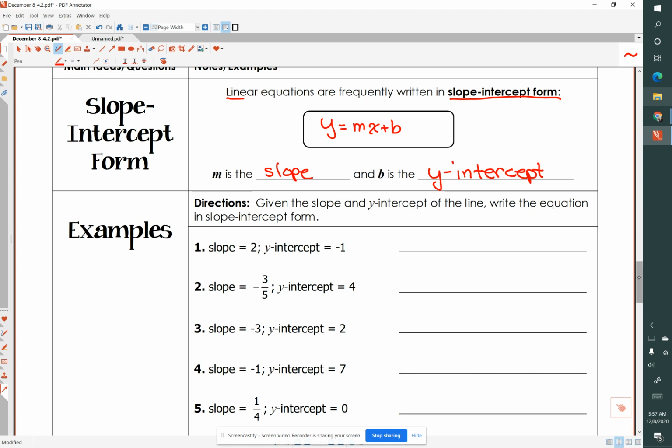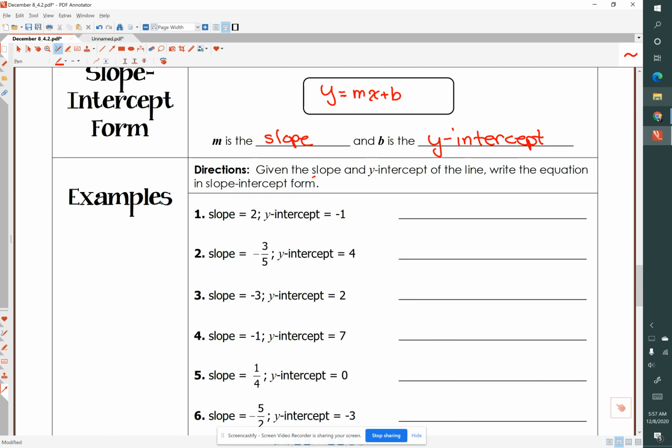So for the next few problems, our instructions are, given the slope, so we already know the angle of this line, and the y-intercept of the line, write an equation in slope-intercept form. So we're writing an equation, we're going to have an equal sign, and we need to use this y equals mx plus b form to do so. So number one, the slope is 2, the y-intercept is -1. So y equals 2x, because this is our m value. And we say plus b, but here we have a -1. So it would be -1.